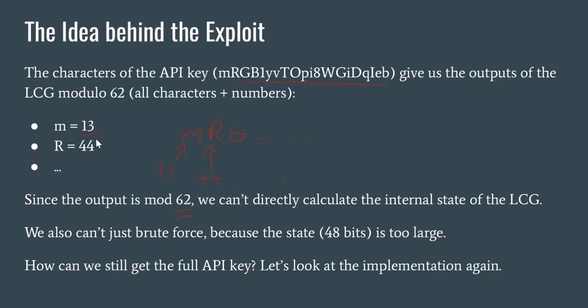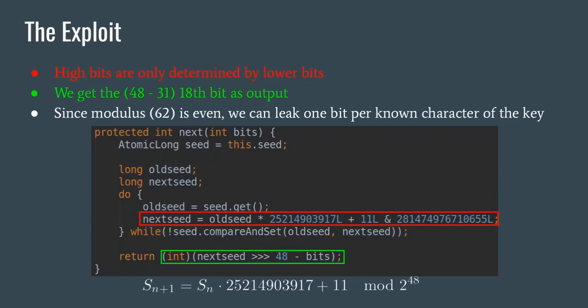Well, the Java LCG is 48 bits big. That's too large. We don't want to brute force that. That's not fun. Well, how can we still get a full API key and, of course, the API keys of the other people? Well, let's look at the LCG again.